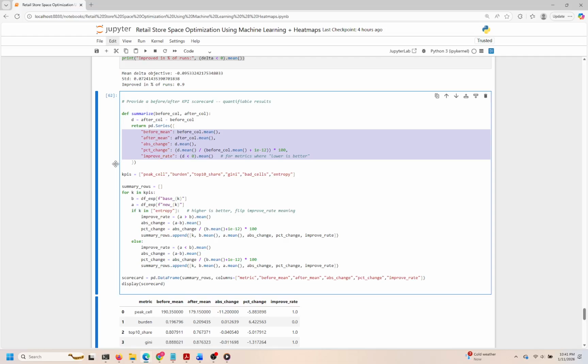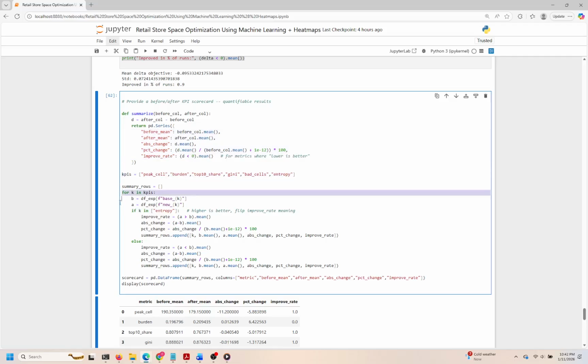An important aspect is how it determines the improvement rate, which indicates whether the metric has improved, based on whether lower is better for a specific measurement. For instance, metrics like bad cells or burden are ideally minimized, while something like entropy thrives on higher values. Next, we loop through our defined set of KPIs, pulling data from the data frame for both the baseline and updated metrics. There's a conditional logic here that adjusts the calculations for metrics like entropy, which require flipping the improvement rate logic since higher values are favorable. This careful handling ensures we're accurately interpreting our results.